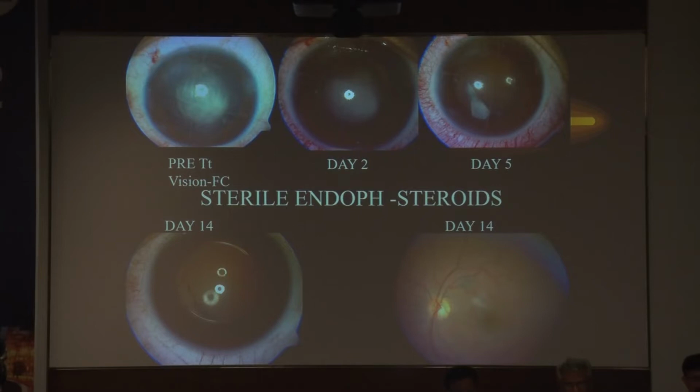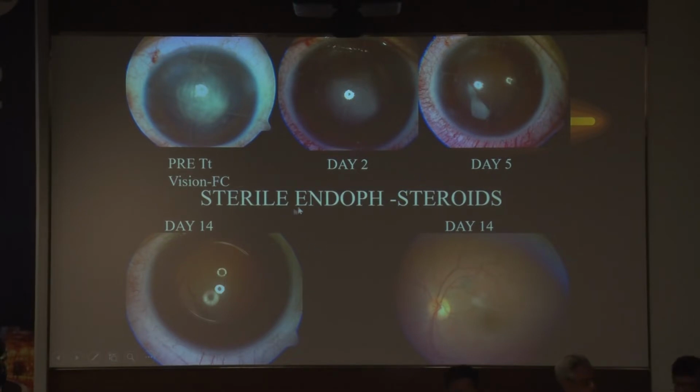We'll see some examples here. This is one of the patients. You can see RK has been done. 1 day post-op, there is a very severe fibrinoid reaction, but no hypopyon. We started this patient on hourly steroid. Day 2, you can see there is a retraction of the fibrin membrane. Day 5, the fibrin membrane has retracted.